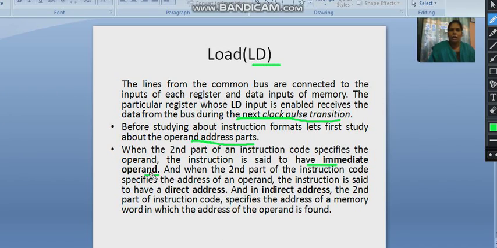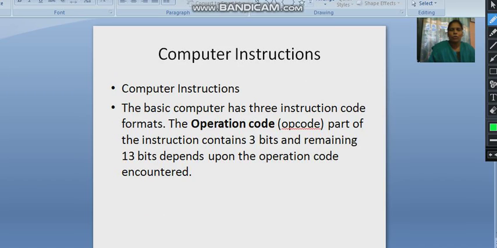So, immediate operand is part of immediate addressing. When the second part of instruction code specifies the address of the operand, the instruction is said to have direct address, and in indirect address, the second part of instruction code specifies the address of a memory word in which the address of the operand is found. So you can understand here, when you link with the different types of addressing modes, what is the meaning of immediate, direct, indirect; already we have discussed. So this happens in case of load instruction.